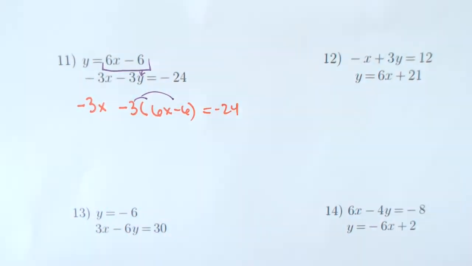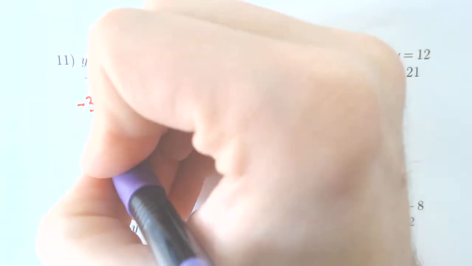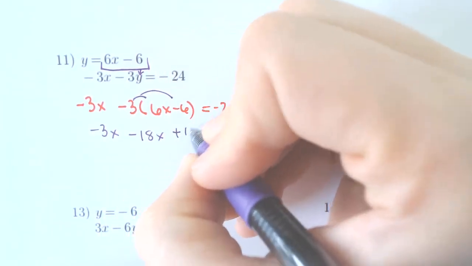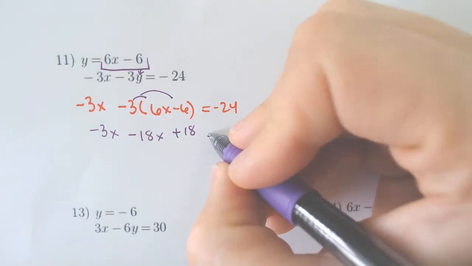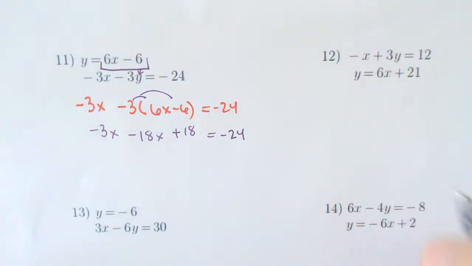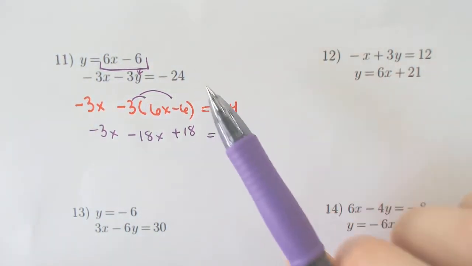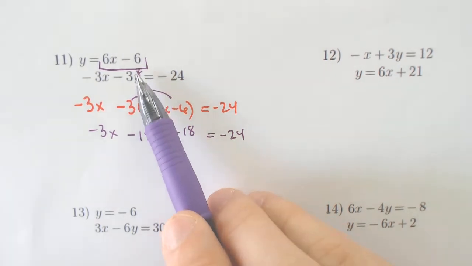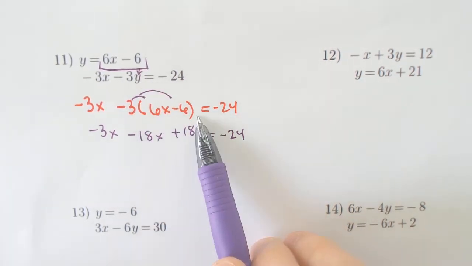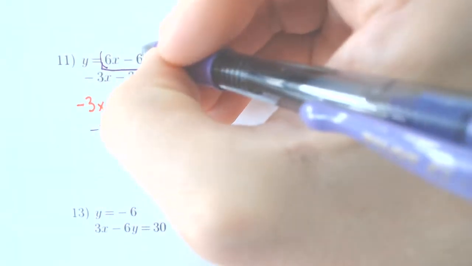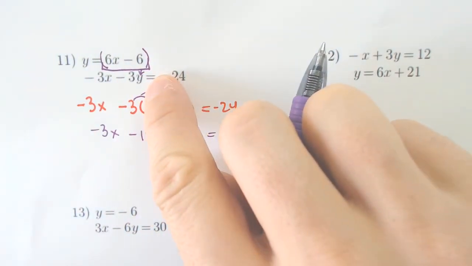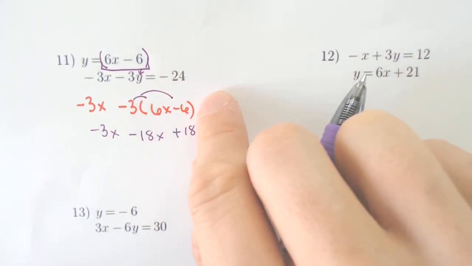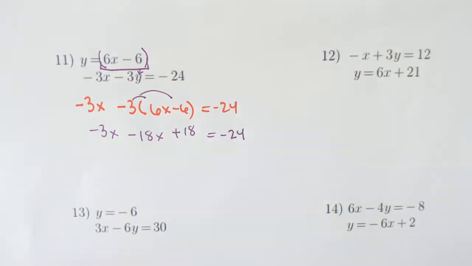Distribute your negative 3. Negative 3x minus 18x plus 18 equals negative 24. I think I said 23 last time. Apologize if I did. So make sure when you're plugging it in, it's in parentheses, because all this is what y is equal to. So all of that needs to be put in parentheses, and then you have to distribute the negative 3 that was in front of the y.